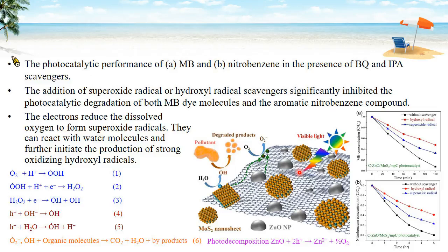The photo-generated electrons spread throughout the carbonaceous support and reduce the dissolved oxygen to form superoxide radicals. They can react with water molecules and further produce hydroxyl radicals by these reactions. On the other hand, the holes are left in the valence band of the semiconductor and generate reactive hydroxyl radicals by these steps. Finally, the generated active radical species react with the organic dyes to form the degradation products.